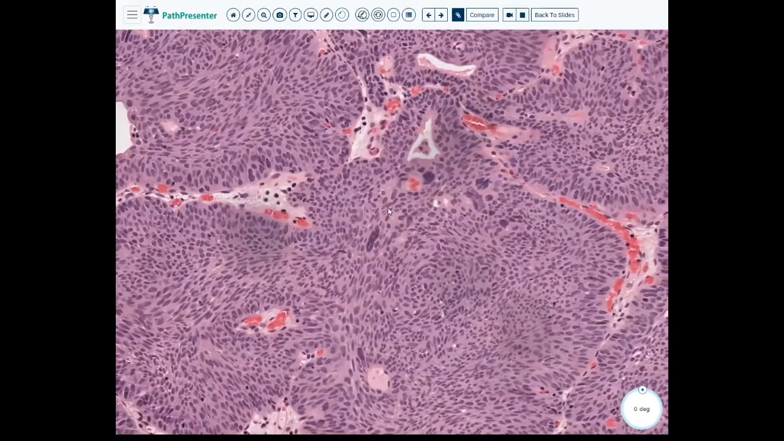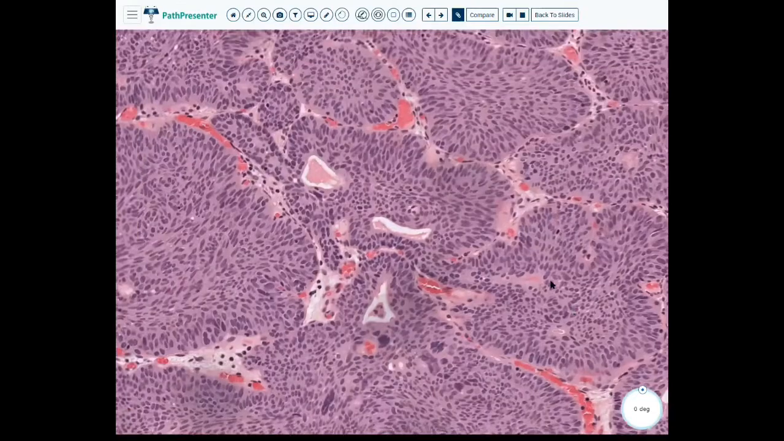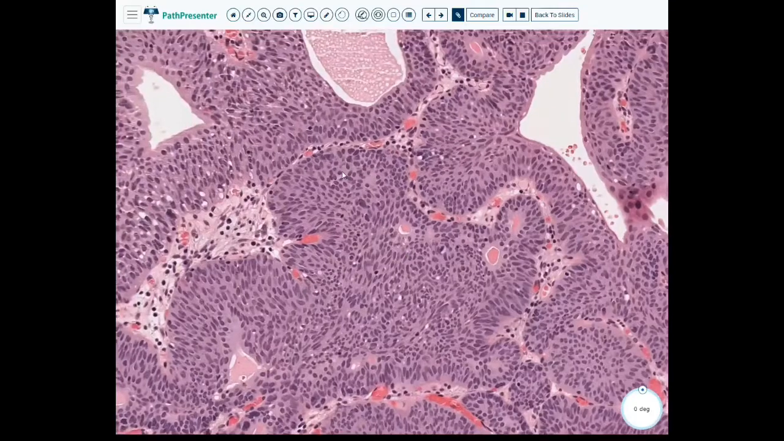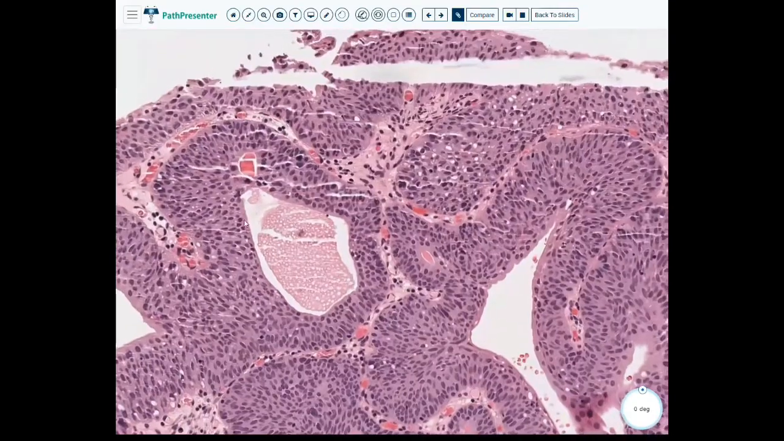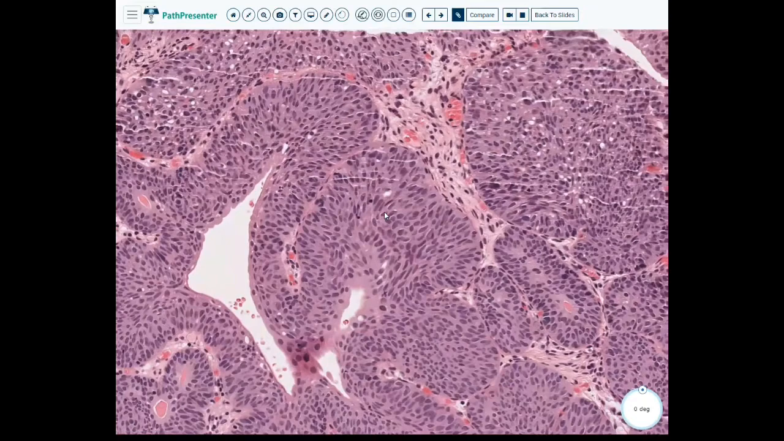And some atypia, but the orientation is difficult to tell where these cells actually are. But at a minimum, this is an inverted urothelial papilloma. This inverted pattern, and remember, you can see the inverted pattern with carcinomas, so you want to also make sure you're spending some time looking for those.